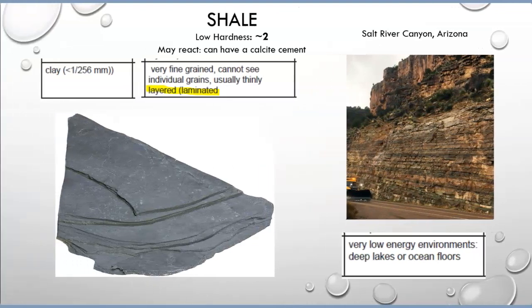Shale is another clastic sedimentary rock. It is composed of clay-sized clasts. Shale is indicative of a low-energy environment of deposition, like the deep sea or a deep lake. You often see layers in it. Shale is one of the most abundant sedimentary rocks on the planet because it covers so much of our sea floor. The oceans make up about 70% of the surface of the Earth. That's going to be a lot of shale.